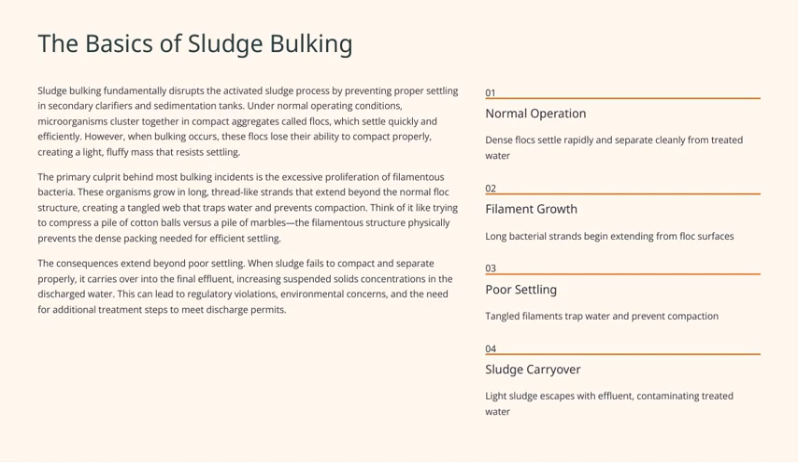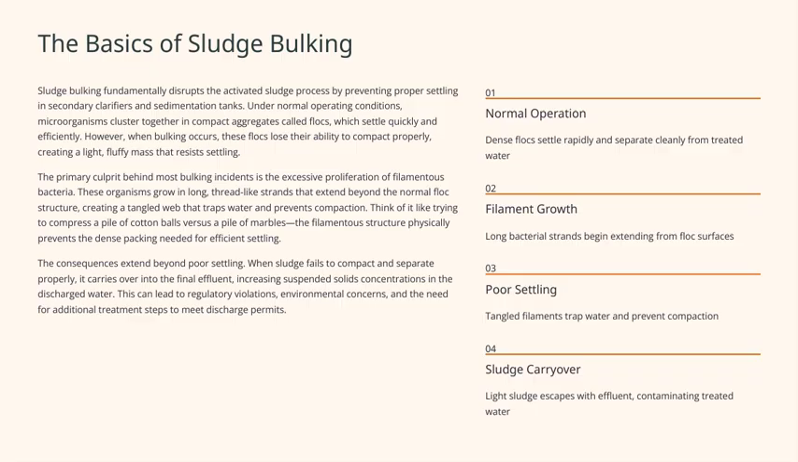Let's take a closer look at the basics of sludge bulking. Essentially, sludge bulking disrupts the activated sludge process by preventing proper settling in secondary clarifiers and sedimentation tanks. Under normal conditions, microorganisms form these compact clusters called flocks, which settle quickly and efficiently. But when bulking happens, these flocks lose their ability to compact properly, turning into a light, fluffy mass that resists settling. The main culprit behind most bulking incidents is the excessive growth of filamentous bacteria.